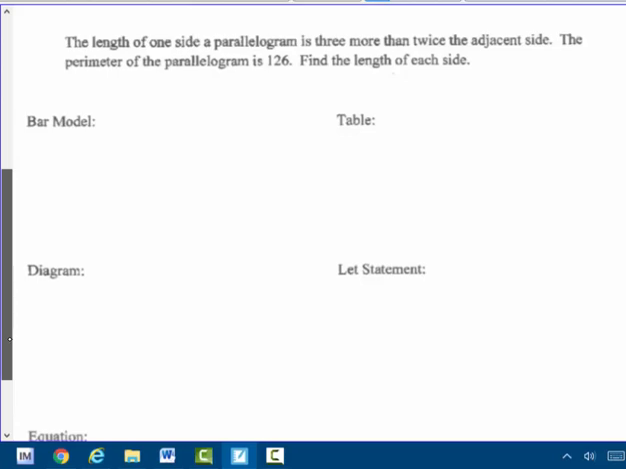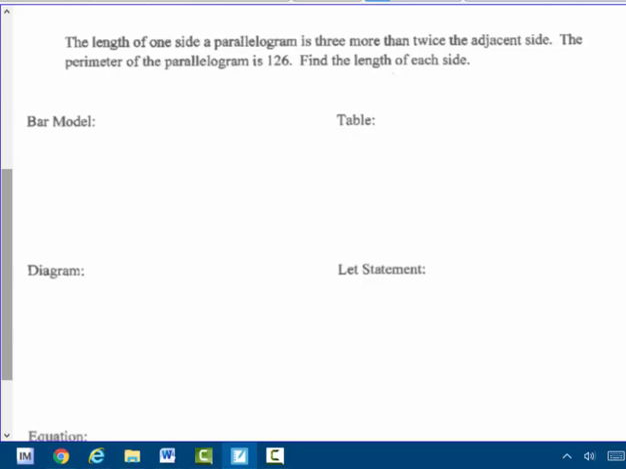First word problem here, it says, the length of one side of a parallelogram is 3 more than twice the adjacent side. The perimeter of the parallelogram is 26. Find the length of each side. This is a geometry, shape question. So my gut is to go to the diagram first. So I'm going to do that model first, but I am going to fill in this word problem showing you all 4 different ways to set it up.